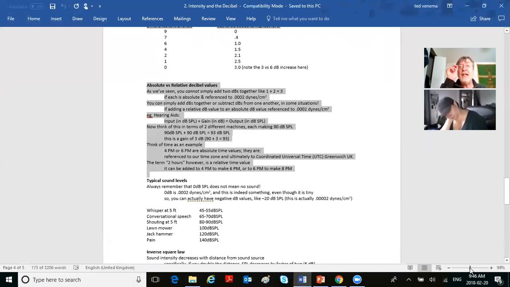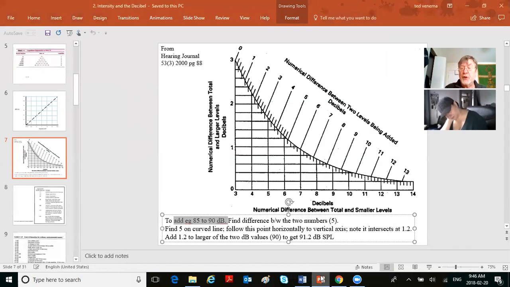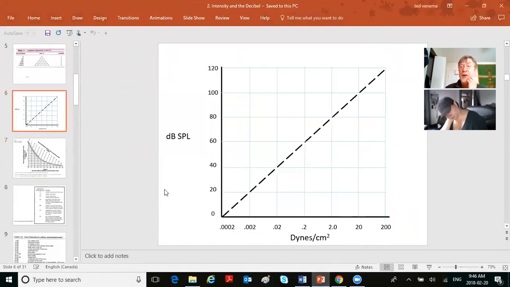Absolute is any decibel value that is referenced to the ground. So let's look at the ground here on this slide. Any of these decibel values on this vertical axis are absolute values. What does that mean? They are all related to the ground of 0. We defined what 0 was.